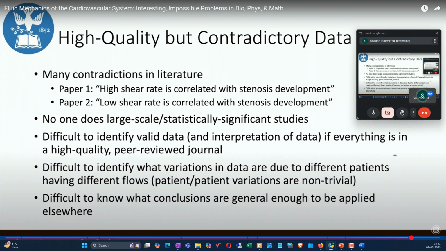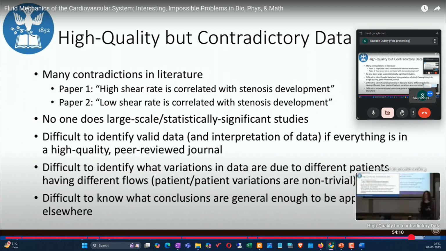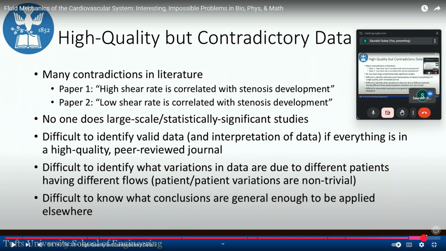Patient-to-patient variations are not negligible. It is difficult to know what conclusions are general enough to apply elsewhere, right?